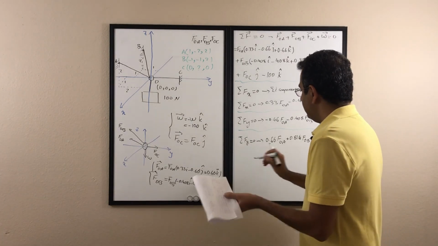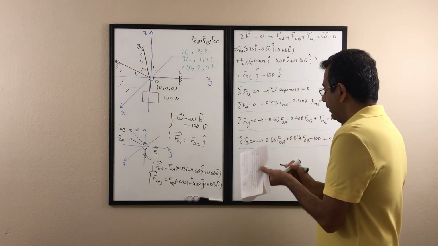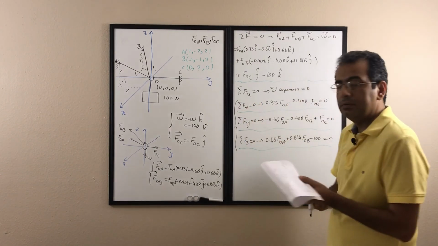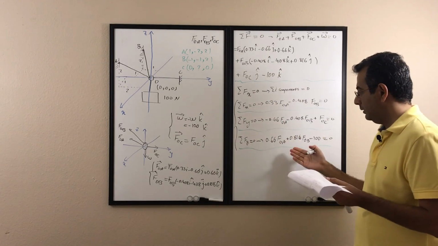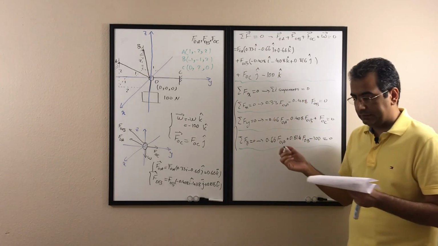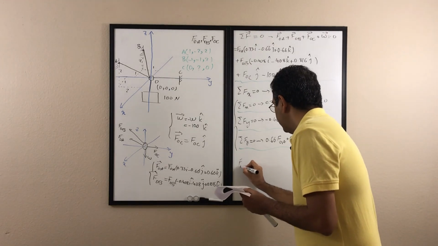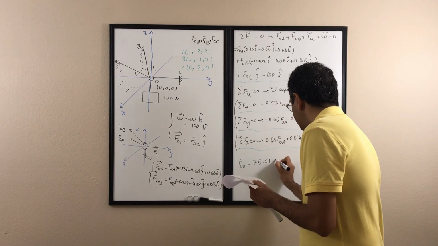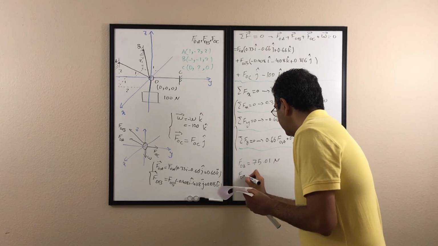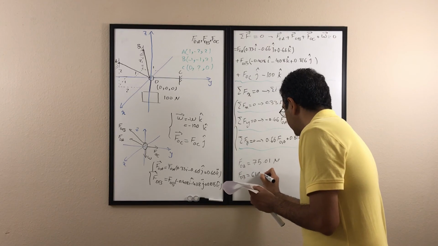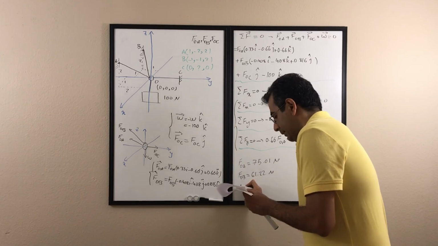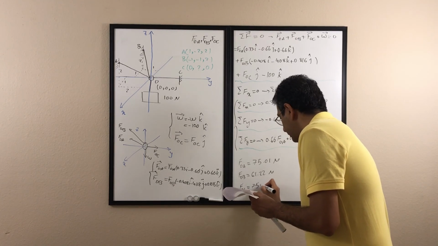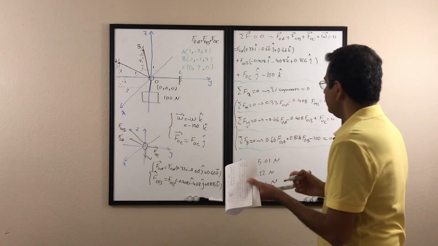So if we look here, we have 3 equations and 3 unknowns. We can solve this set of equations simultaneously and get FOA comes out 70.51 Newton, FOB comes out 61.22 Newton, and FOC would be 75.01 Newton.